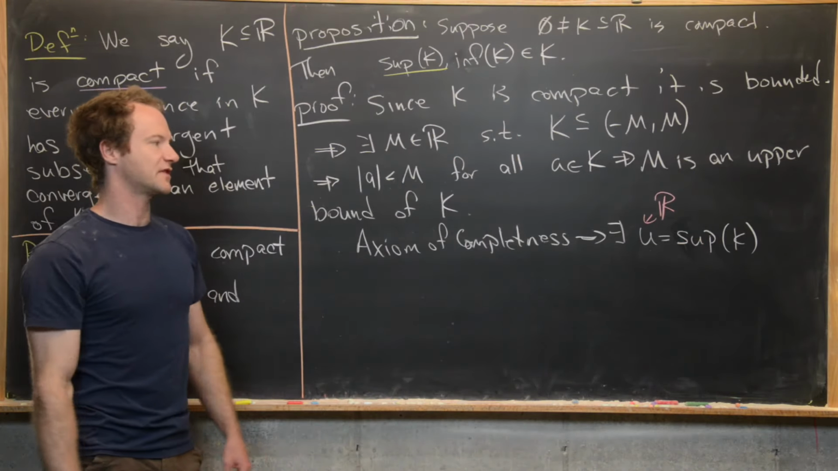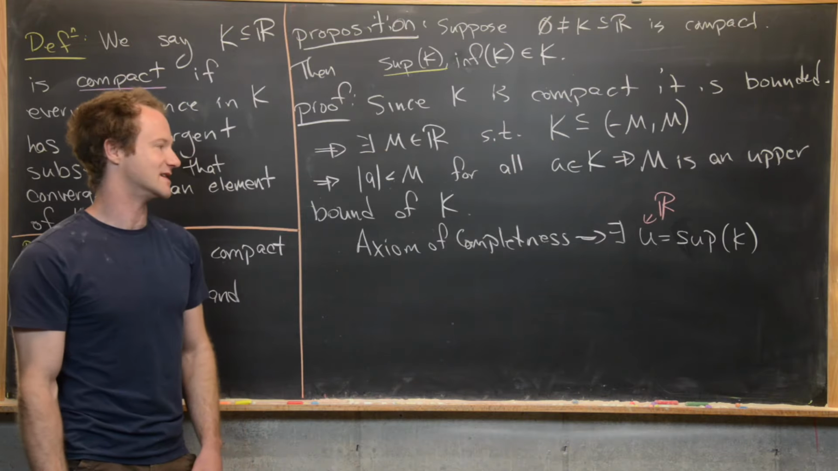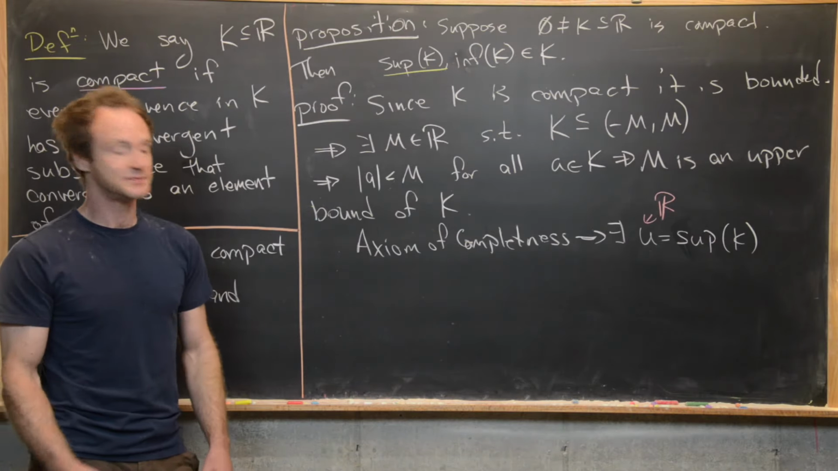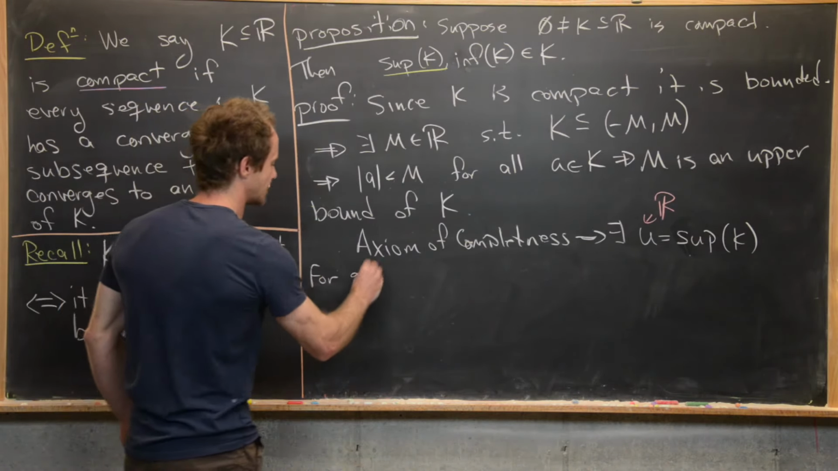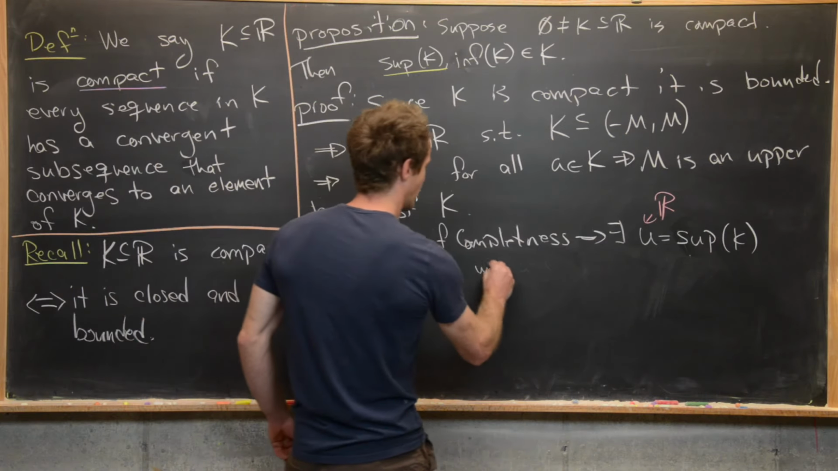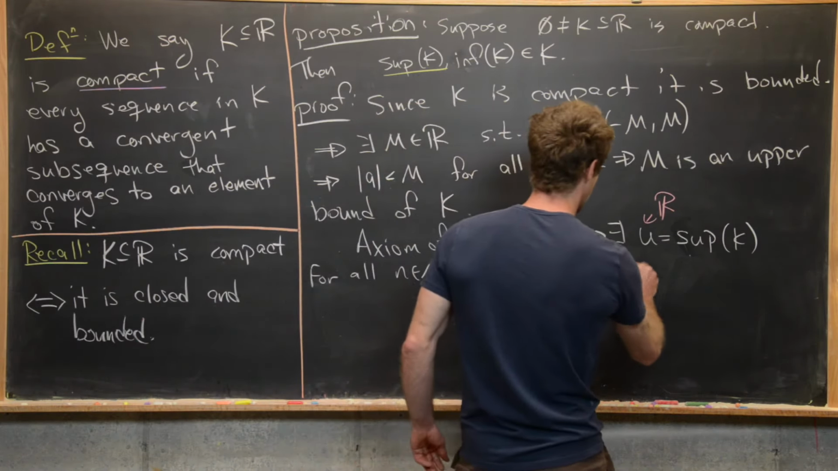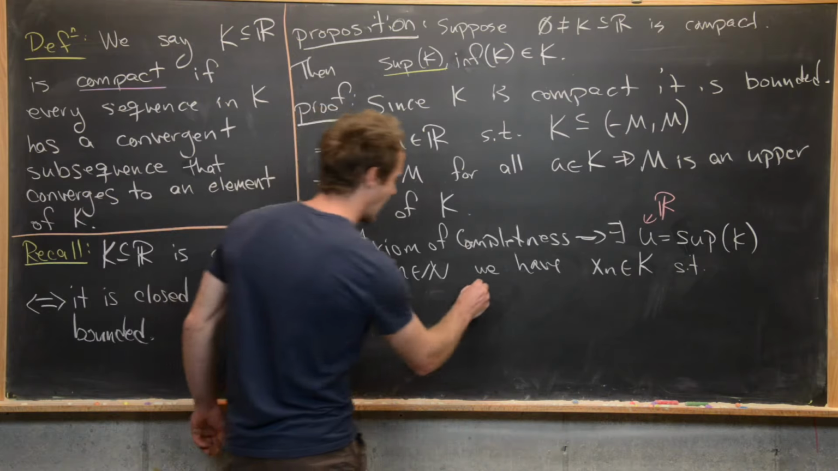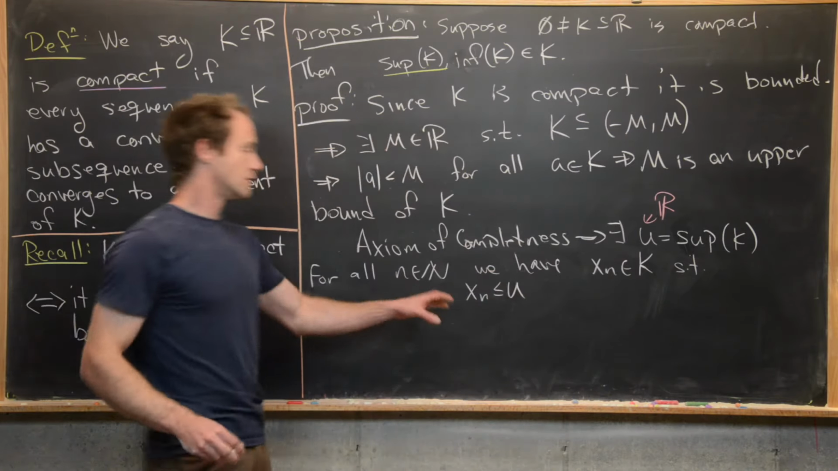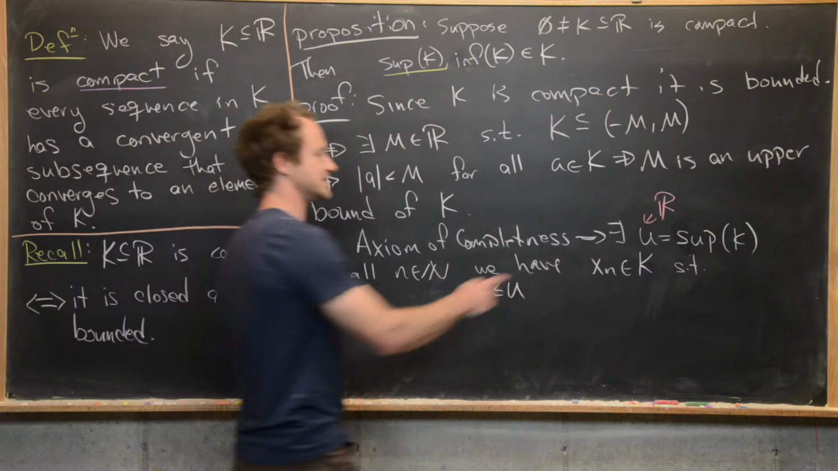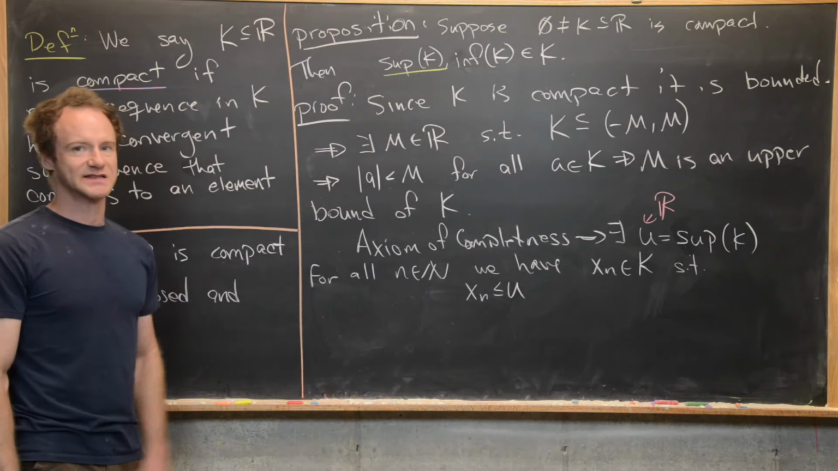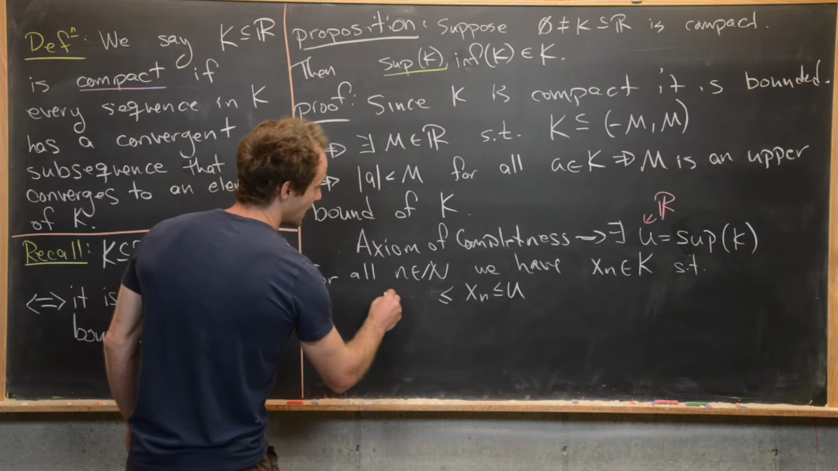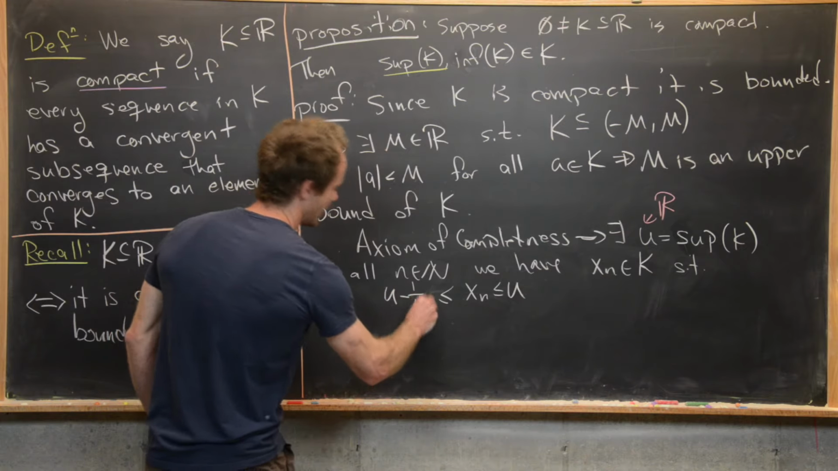So we've just shown that the supremum exists. Now we need to show that it's in the set. And we'll do that by constructing a sequence that converges to this supremum. But now we can say for all natural numbers little n, we have x sub n in K, that compact set, such that the following is true. x sub n is less than or equal to U. Well, that inequality is always going to hold because U is an upper bound for K. In fact, it's the least upper bound. But then x sub n is bigger than or equal to U minus 1 over n.